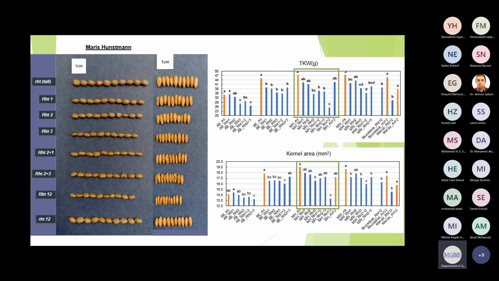This is a more graphical example for this cultivar, Maris Huntsman. This is the difference among all the 8 alleles evaluated. So we can see, compared with the tall allele, we can see also here the differences. The higher the level of dwarfing, the higher the reduction in thousand kernel weight and also in kernel area. In this photo, we have 10 grains in horizontal and also in vertical. So it's clear the effect of these genes on these parameters, for example.